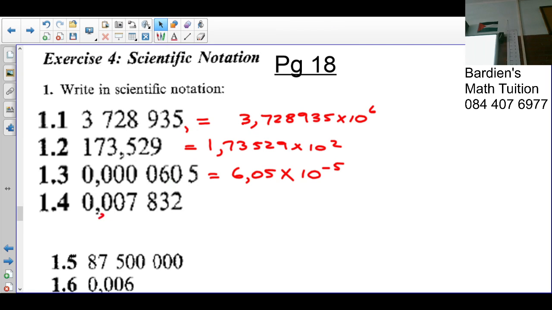Alright, as you can see, the comma is lying here now. So I'm going to move it 1, 2, 3 units. So that's going to give you 7,832 times 10 to the negative 3. You all okay with that? Any questions? Yes.